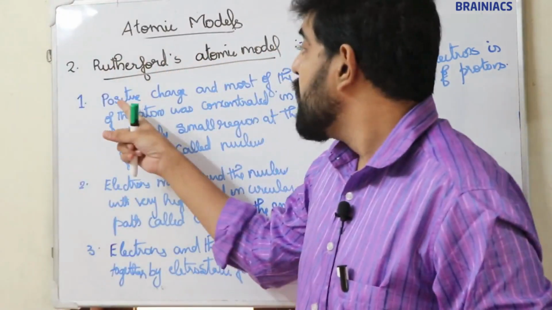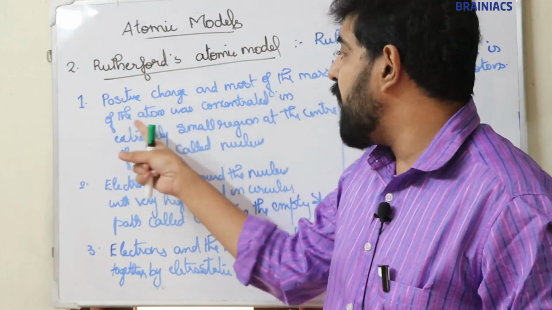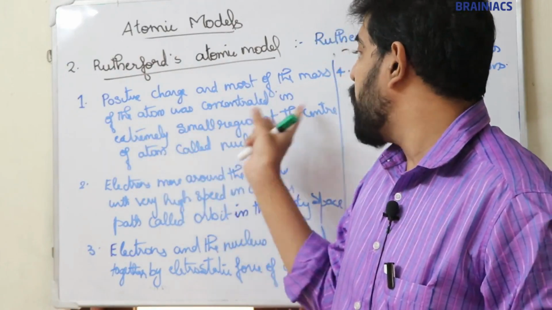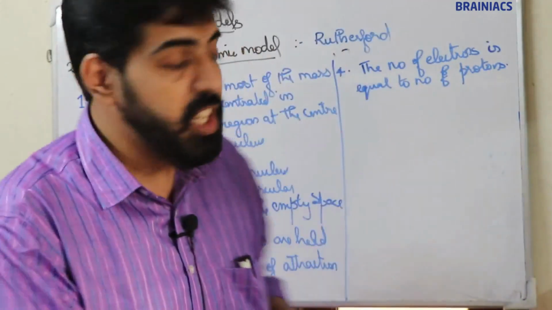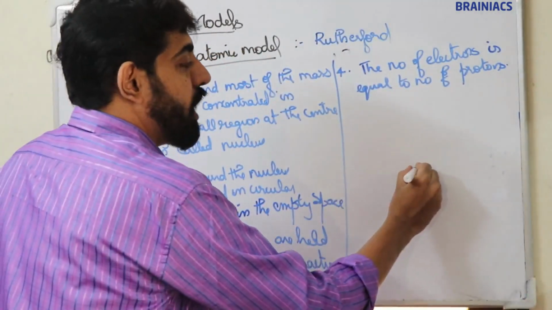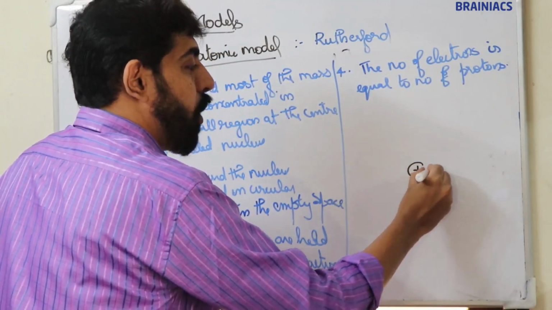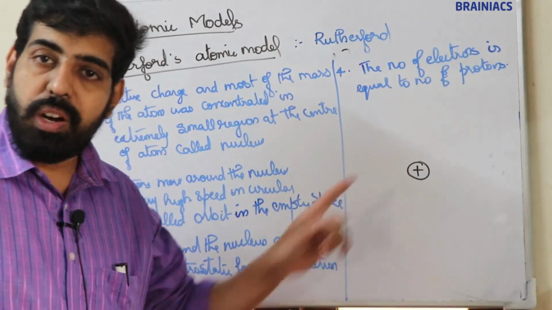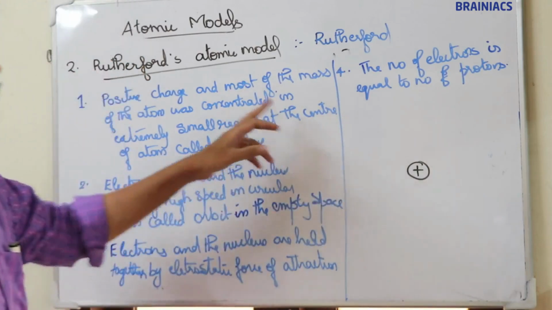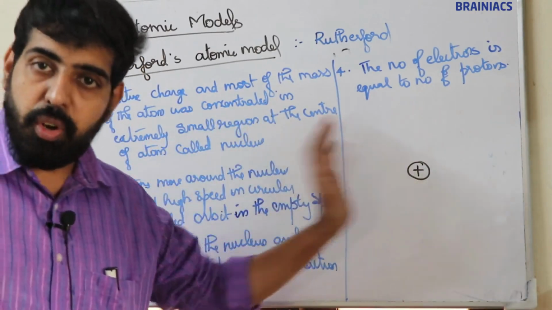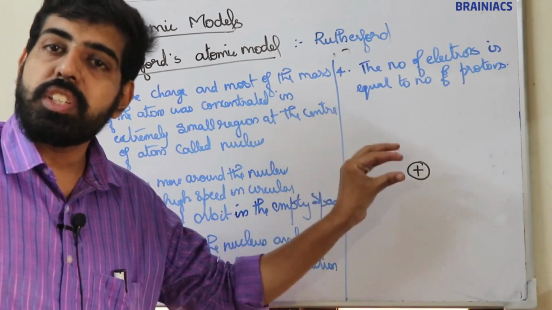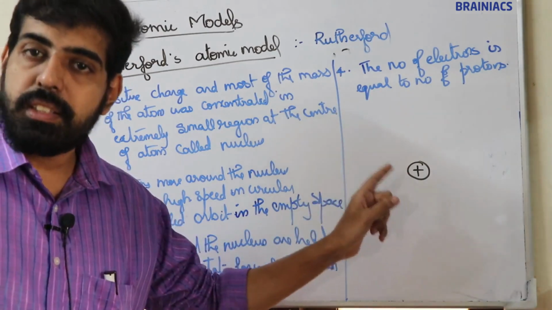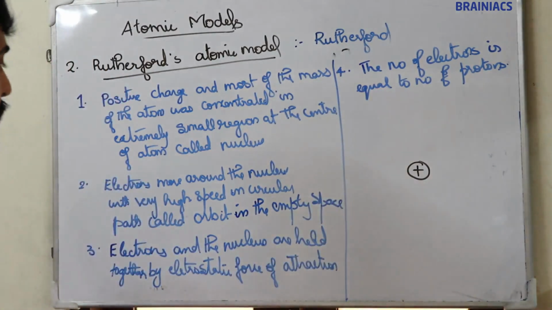The first postulate is that the positive charge and most of the mass of an atom are concentrated in an extremely small region at the center of the atom, called the nucleus. So all the positive charge, that is protons, and the mass are concentrated in an extremely small region at the center of the atom. This is known as the nucleus.